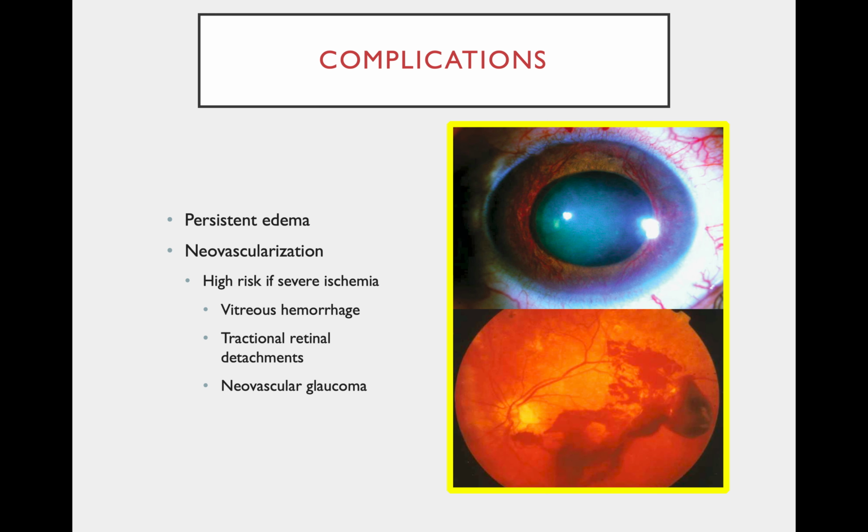This is what we're trying to avoid: complications of these conditions. Persistent edema can be difficult to manage. These are patients that require constant anti-VEGF therapy or alternative treatments because we're unable to get rid of the edema. Neovascularization is one of the most feared complications of this condition. This is more high risk if there's a lot of ischemia. Neovascularization can cause vitreous hemorrhage, as you see in that bottom picture, tractional detachments, and then the top picture is showing severe neovascularization of the iris, which usually then leads to a neovascular glaucoma, which can be very difficult to manage sometimes.